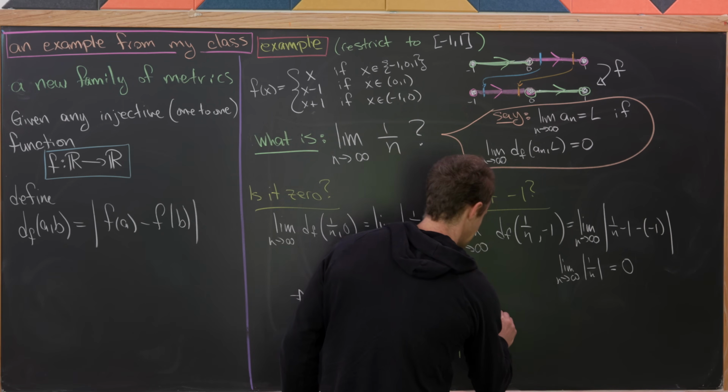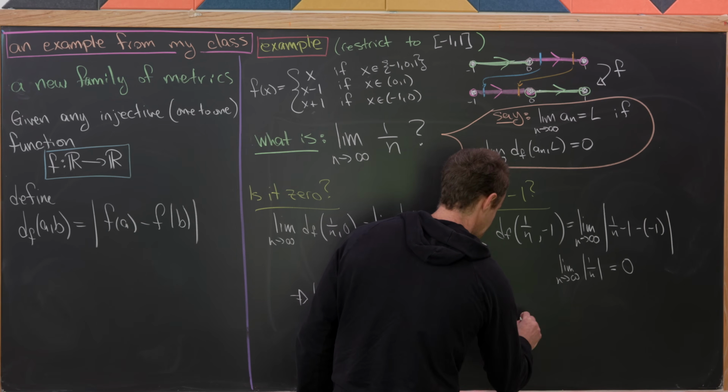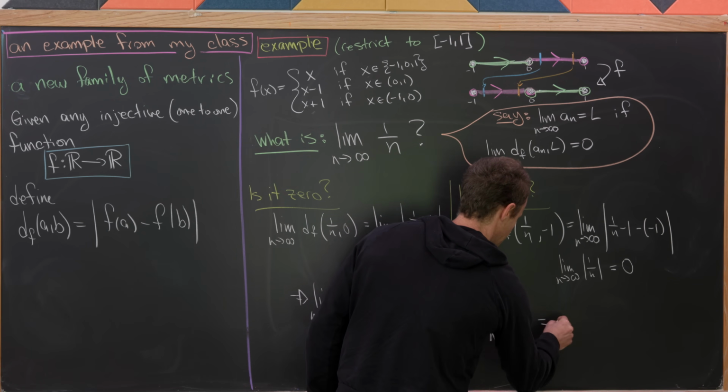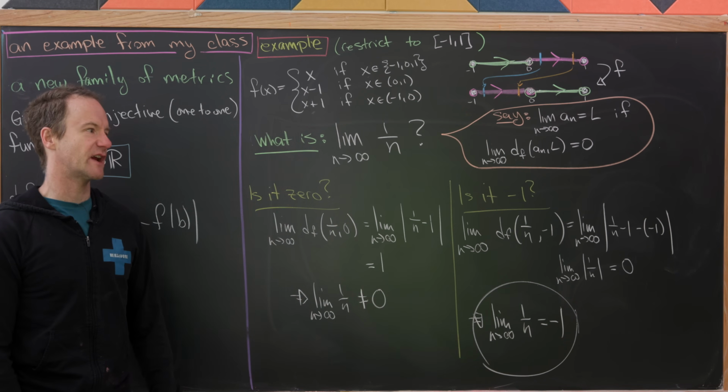So that tells us that yes, in this specific setup, we have the limit as n goes to infinity of 1 over n equals -1. Which is a pretty strange happening.